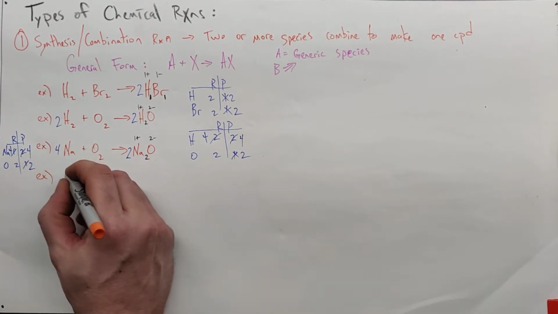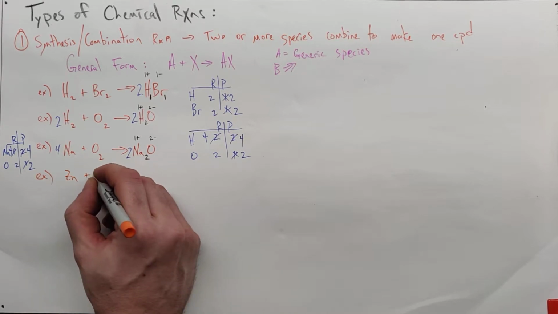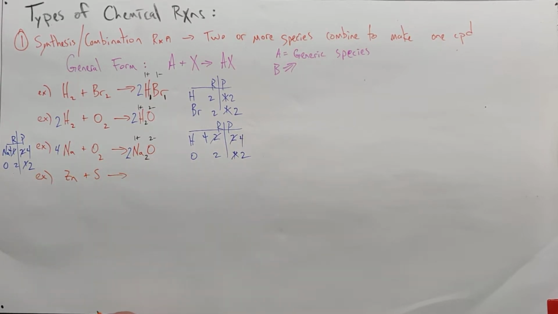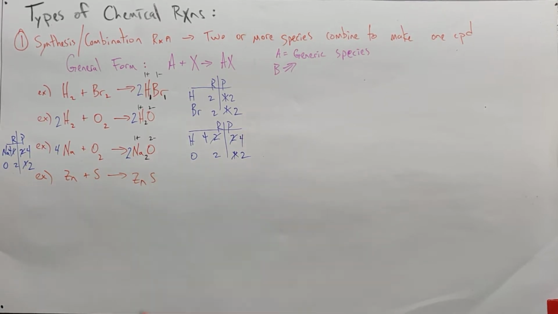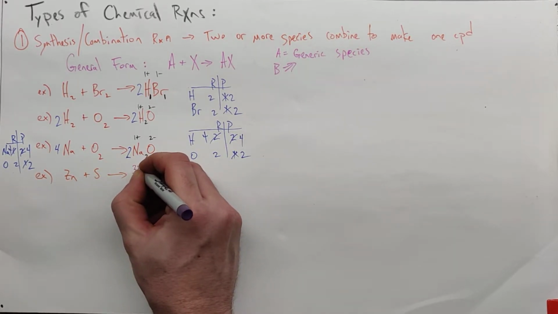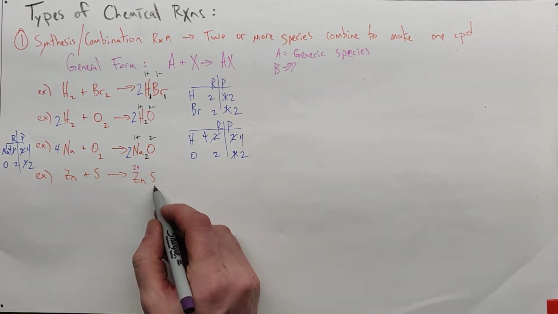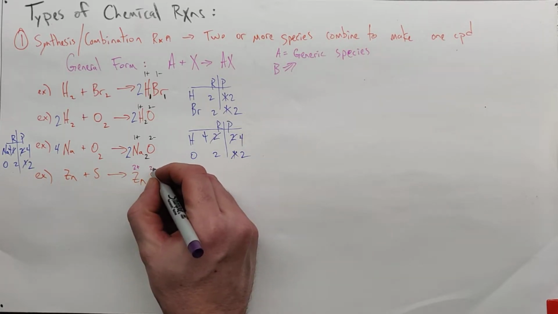All right, let's try another one here. Maybe we'll have zinc and sulfur. Now, there are a few things you need to consider. Like, we know we're going to have zinc and sulfur on the product side. Zinc's a transition metal, and we may not know its oxidation state. It's charged in a compound, but zinc happens to be one that's always a 2+, so 2+, okay? Sulfur is group 16, like oxygen, so it's going to be a 2-.